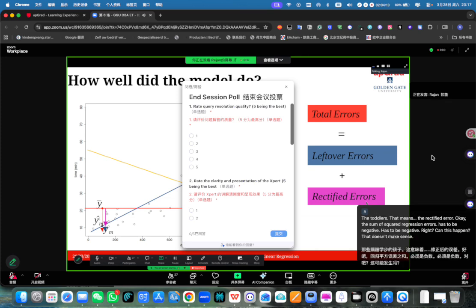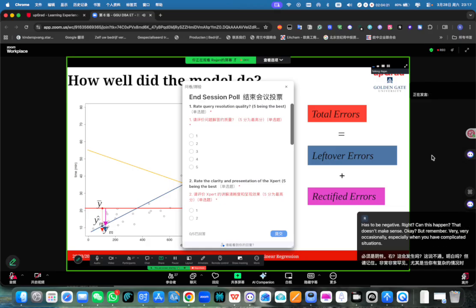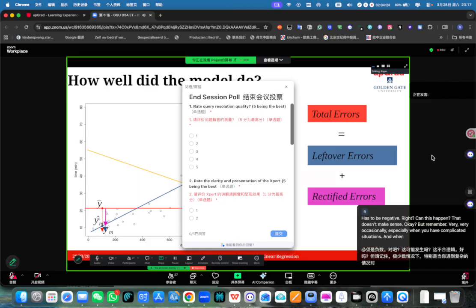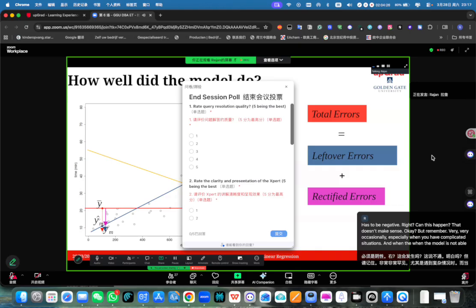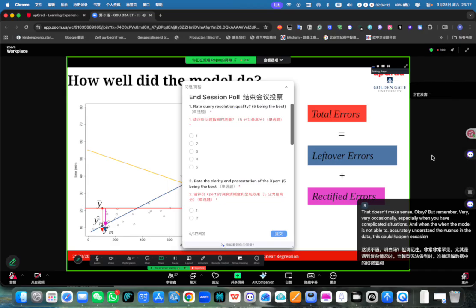But remember, very occasionally, especially when you have complicated situations, and when the model is not able to accurately understand the nuance in the data, this could happen occasionally. Very rare, but it could happen. So we will see what is the effect of something like this happening.